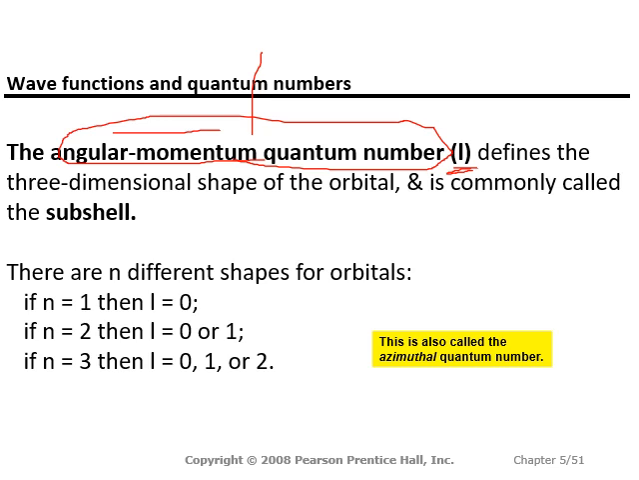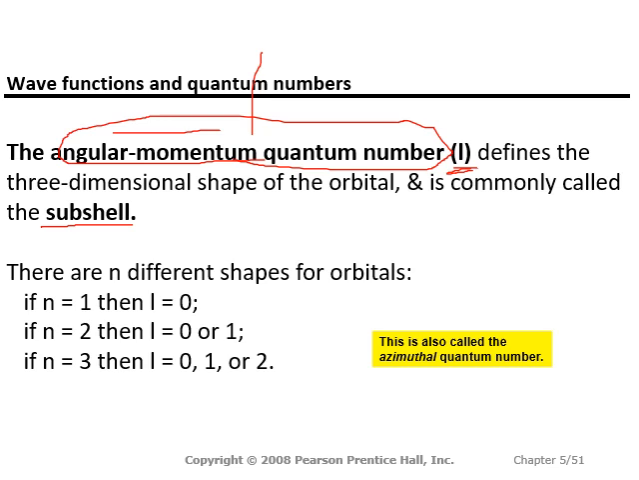But what we really are going to call this in our course is the subshell. And for our purposes, there are basically going to be four of these: the S, the P, the D, and the F. And they also have numbers that are assigned to them because we're doing something that we're going to call quantum numbers.